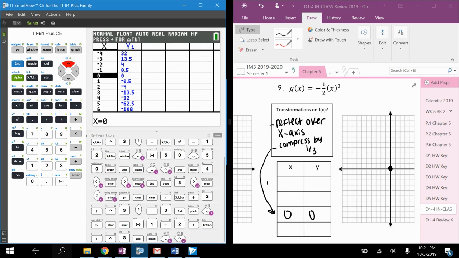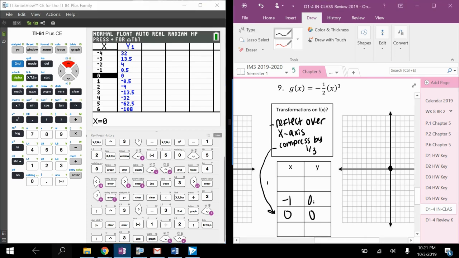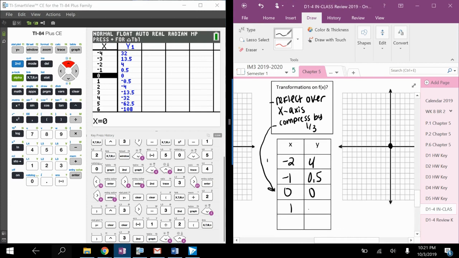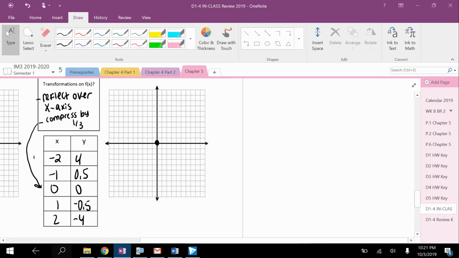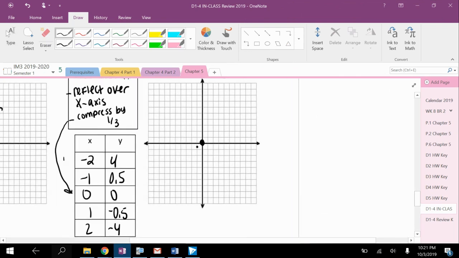So it looks like I have -1, 0.5. I have -2, 4. I also have 1, -0.5, and I have 2, -4. Let's go ahead and graph that. -1 down 1/2. Oh, sorry. -1 up 1/2. -2 up 1, 2, 3, 4. 1 down 1/2. 2 down 1, 2, 3, 4. Left to right, connect the dots. And we're done.